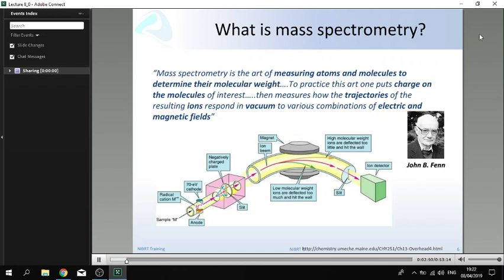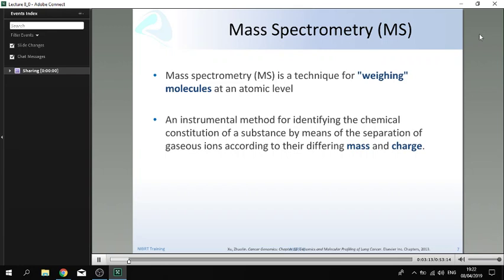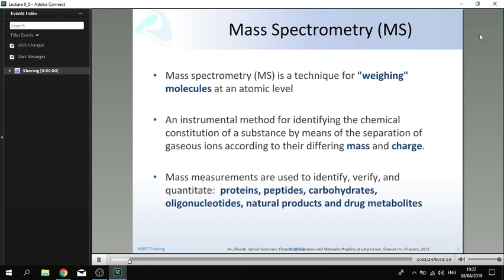We are basically using mass spec to measure the molecular weight of a charged particle inside a vacuum when it's exposed to electric and magnetic fields, so we can change its trajectory. We will explain all of that as we go through our lecture. You can look at mass spectrometry as a technique for weighing molecules at an atomic level. It's an instrumental method for identifying the chemical constitution of a substance by means of separation of gaseous ions according to their different mass and charge.